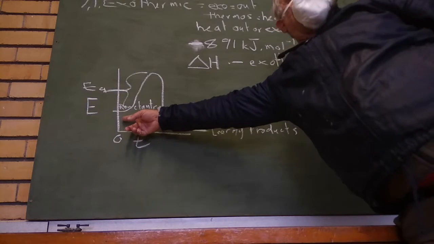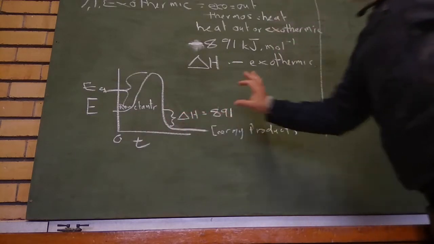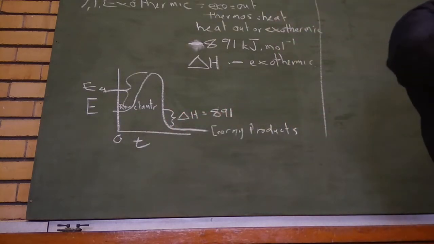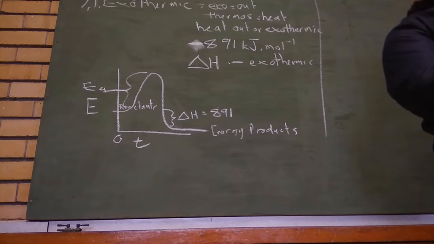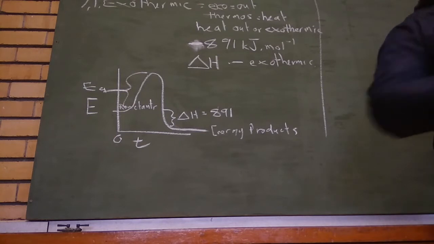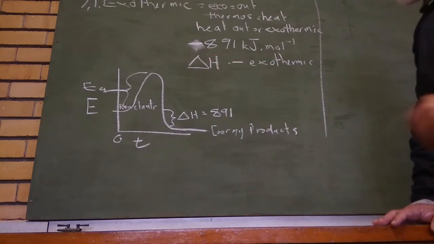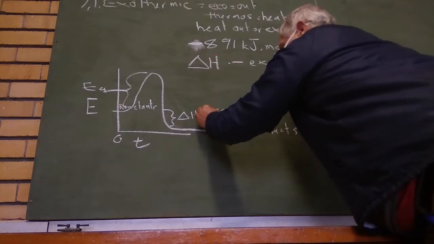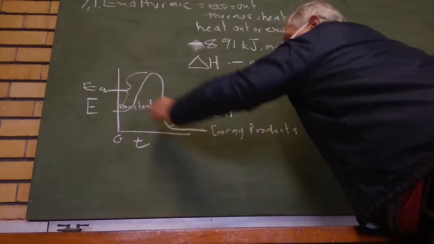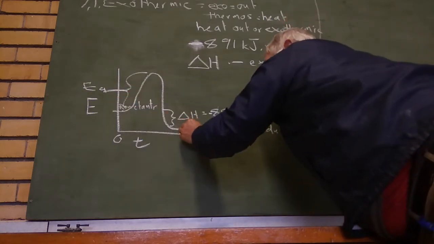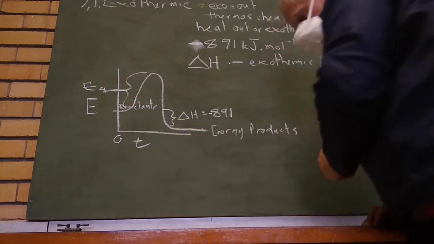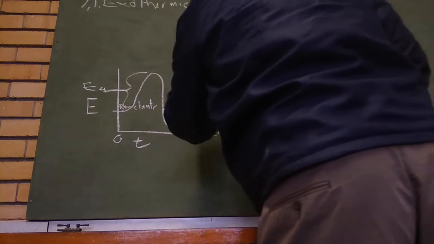And your delta H is negative because it's the final minus the initial, and the final is lower than the initial. So final minus initial, your initial is bigger, therefore your answer ends negative. So change of anything is final minus initial.